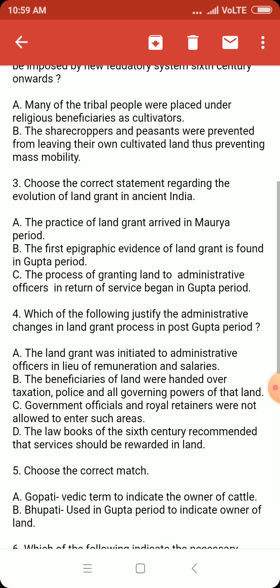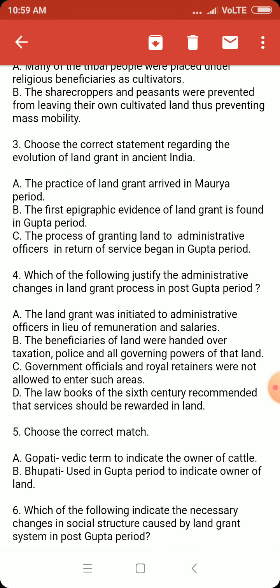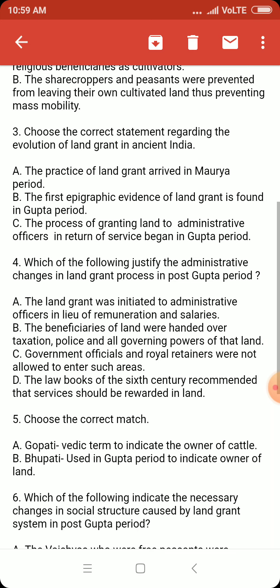Question number 3. Choose the correct statement regarding the evolution of land grant in ancient India. Option A, the practice of land grant arrived in the Maurya period. This is not totally correct, because before the Maurya period also, even in the Vedic period and in the Mahabharata, we have found evidences of land grant. So option A is not necessarily correct.